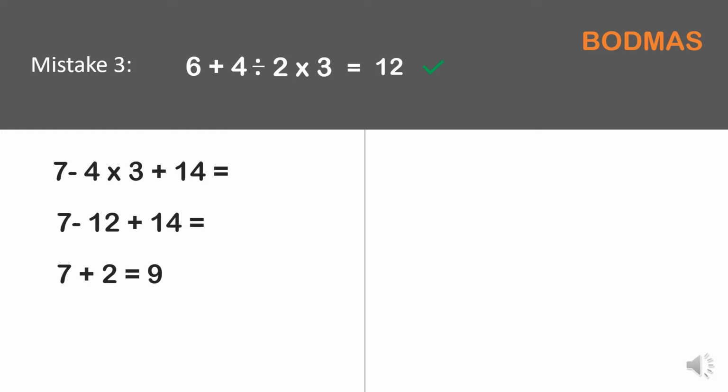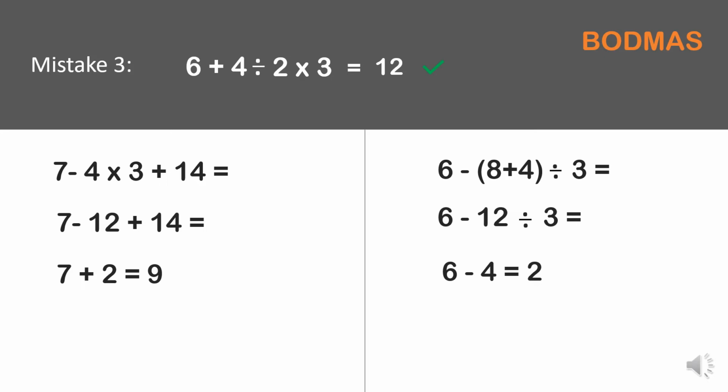Then you have to start with the addition. And in this case, we're adding -12 to 14. Make sure that you use the sign of each one of those numbers. This leaves you with 7 plus 2, which equals 9.